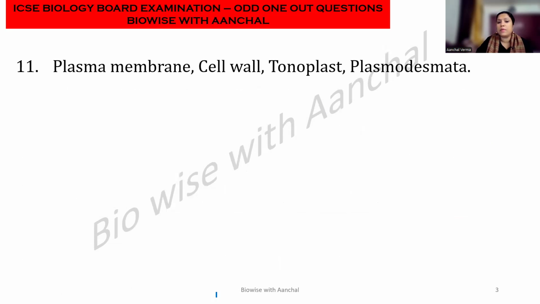Plasma membrane, cell wall, tonoplast, plasmodesmata. Now here plasma membrane is the outer membrane of the animal cell. It is also present in the plant cell. Then cell wall is the outermost structure present in the plant cell. Tonoplast is the outermost structure of vacuoles. Plasmodesmata is the connection between the two cells. Rest are all limiting membranes, or the outermost structure present in a cell or the organelle. But plasmodesmata is the connection between the two cells.